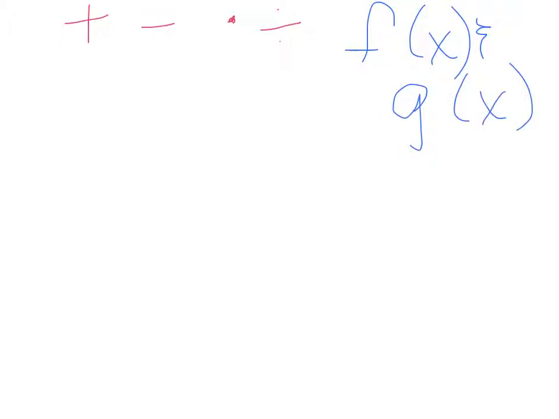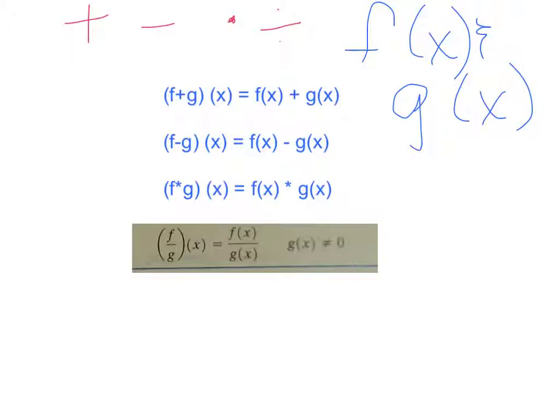Functions can be added, subtracted, multiplied, or divided, like anything else. Let's say that f of x and g of x are your two functions. This is how it would look if you added, subtracted, multiplied, and divided these two functions. This, on the left-hand side, is called the sum function, the product function, the quotient function, and so on.